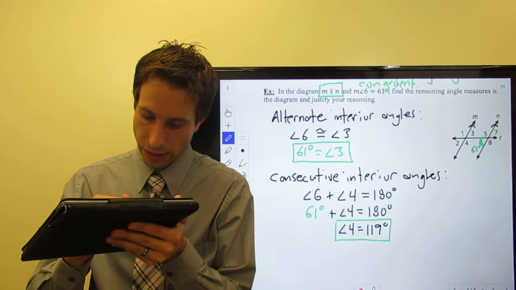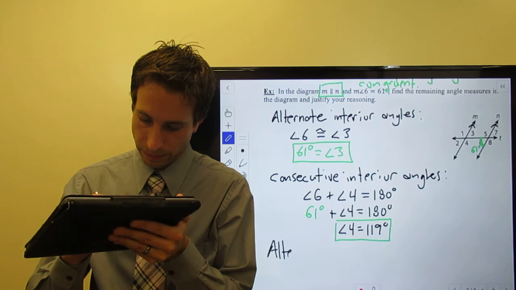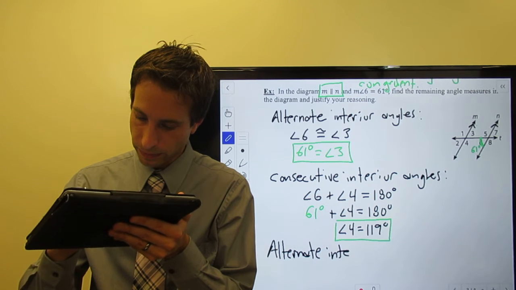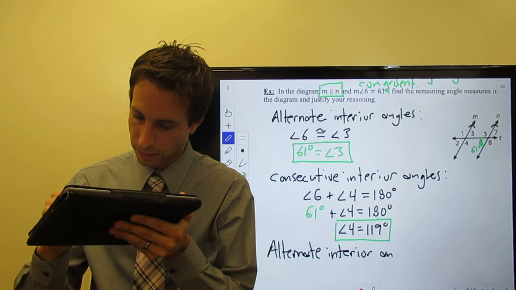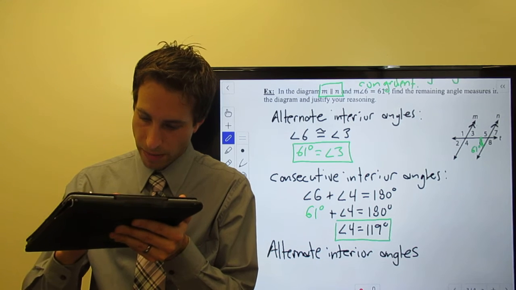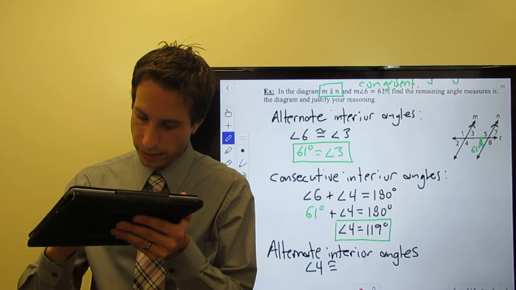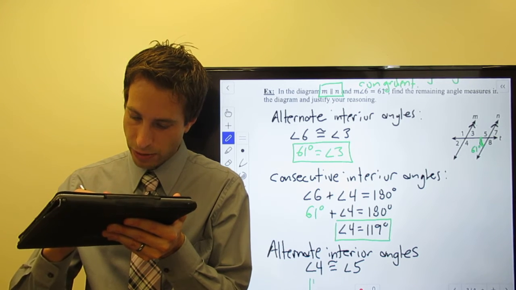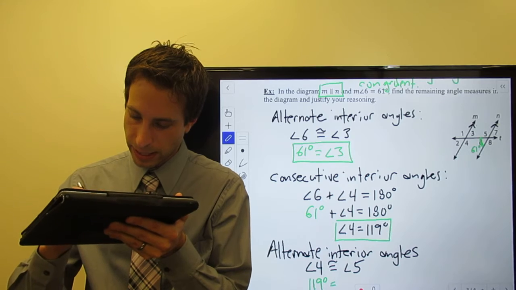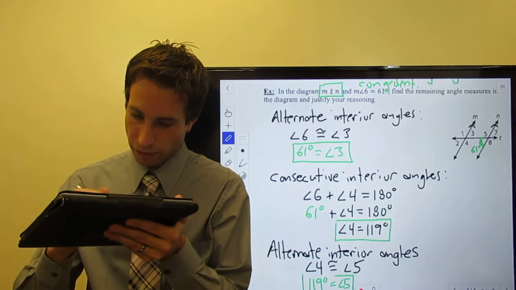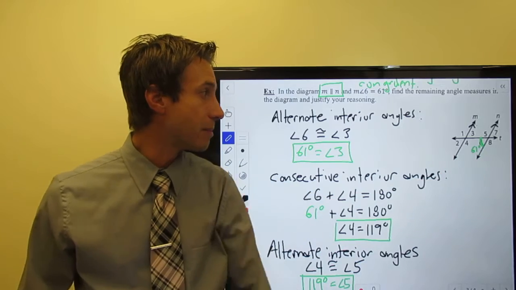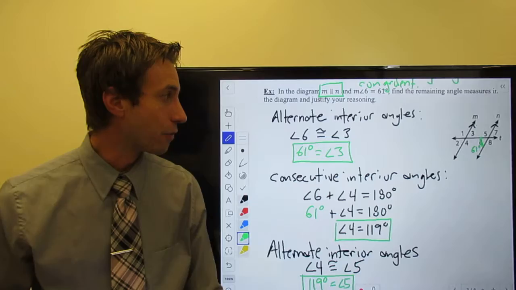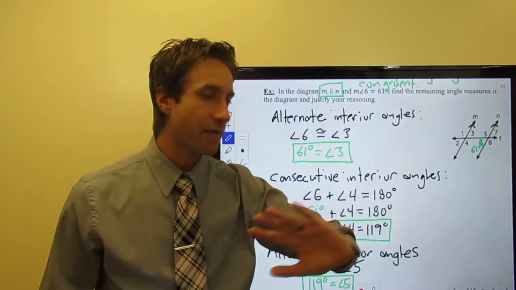Either way, whichever way you decide to do it, you'll find that the measure of angle 5 is also 119 degrees. So what we know is that alternate interior angle 4 is congruent to angle 5. And since angle 4 is 119 degrees, that's equal to the measure of angle 5. All right, we're doing really good. I was given the measure of angle 6. I just found angle 3, angle 4, and angle 5. So 6, 3, 4, and 5 are all done.